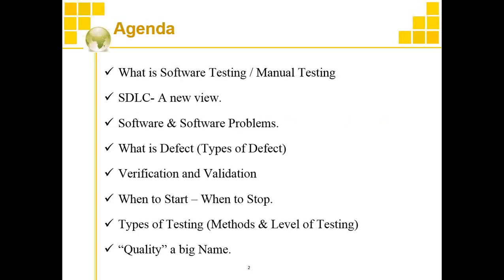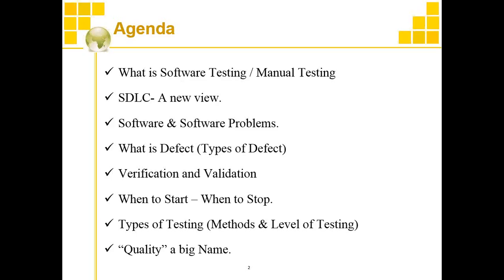What is software testing, and what is manual testing? What is the software development life cycle? What are the problems faced while testing an application or any software, what are defects and how many types of defects are there? What are verification and validation, and what is the main difference? It is also called the V model. Then when to start and when to stop testing, types of testing, patterns and levels of testing, and for a tester, quality is a big word. This is the agenda I need to teach you today.